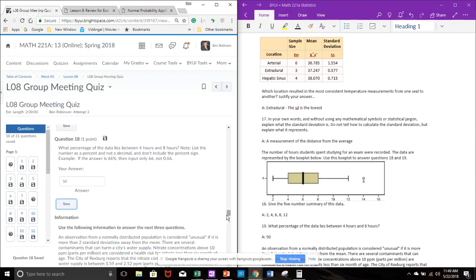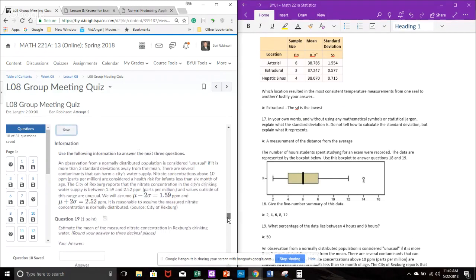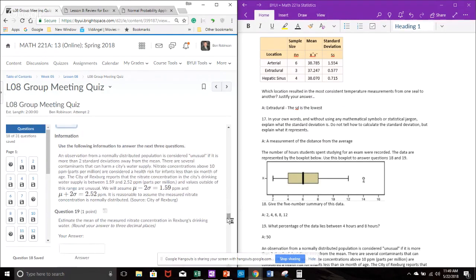Okay, that makes sense. Thank you. Yes, that makes sense because a quartile is 25, right? So this line here represents the first quartile, the second quartile, the third quartile, and then the fourth, or the full.